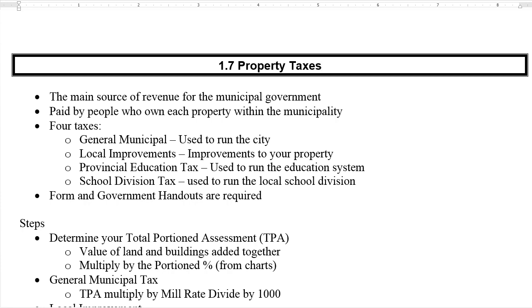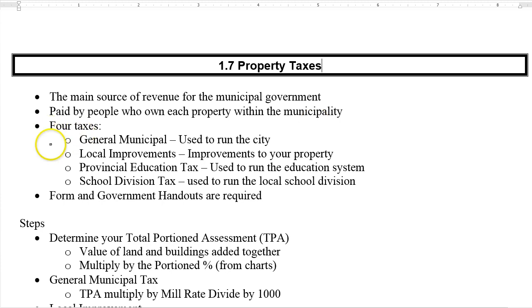Now we already said that the property tax is one of the main sources of revenue for the municipal government. They use it to pay their daily expenses, build the roads, mayor's salary, all that fun stuff. Property taxes again are paid by people who own the property within the municipality. So if you own a house or an apartment block or any property inside the municipality, you get to pay the property tax.